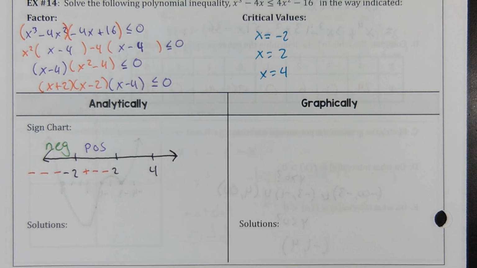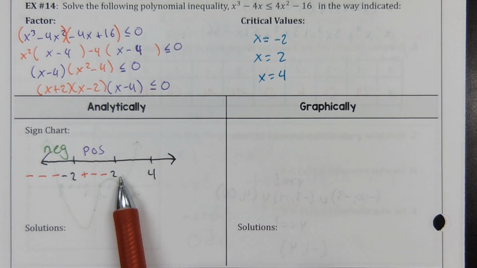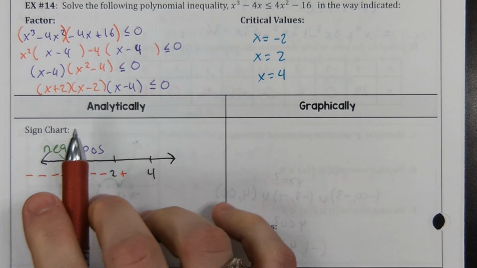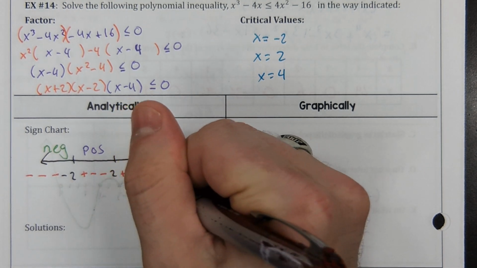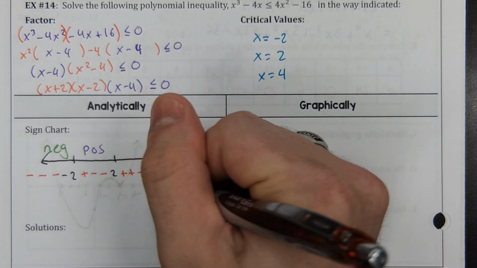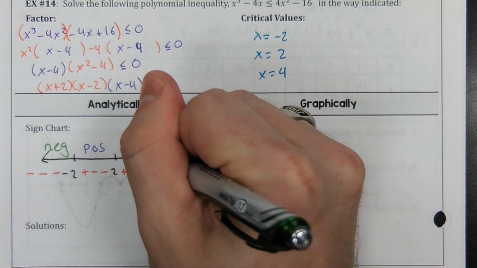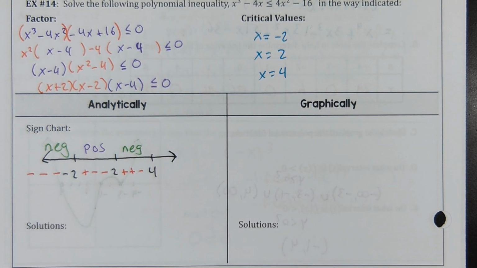But yes. A number between 2 and 4, 3 works. 3 plus 2 is positive. 3 minus 2 is also positive. 3 minus 4 is negative. Womp womp. One negative number gets you a negative product.